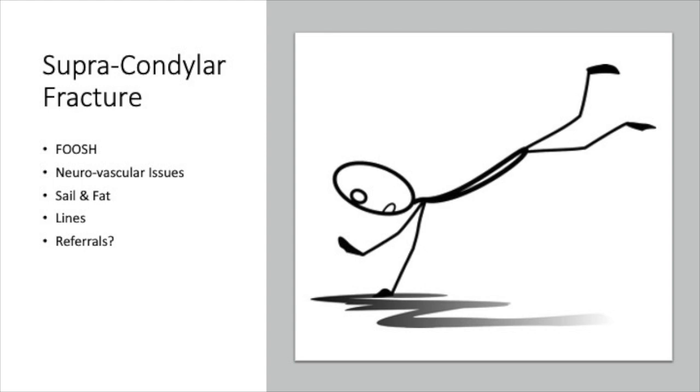Let's go to supracondylar fractures. Supracondylar fractures are quite common in the emergency department. The child will come with a history of a fall on an outstretched hand. You need to check the neurovascular status of the limb distally, and a few things will be important over here which we'll talk about: the sail sign and fat pad sign, lines, and when do we do referral.